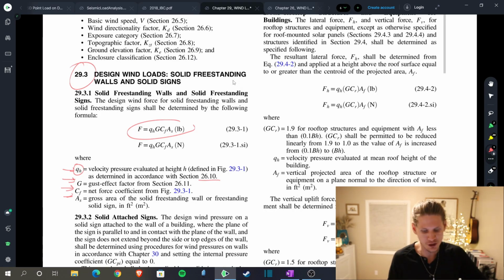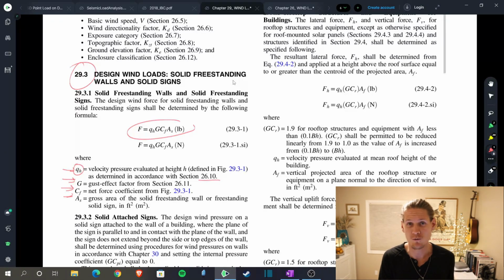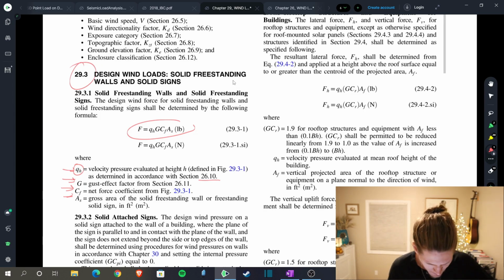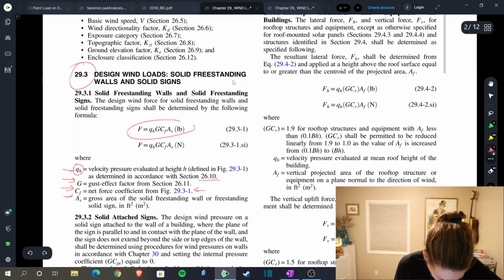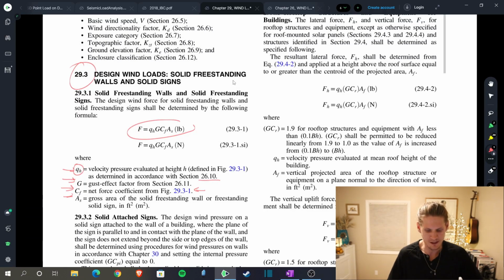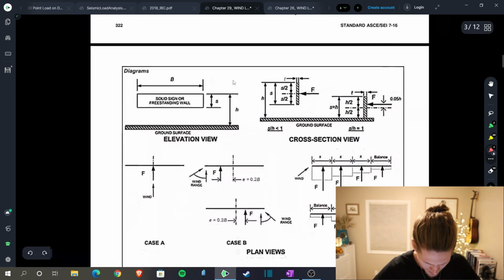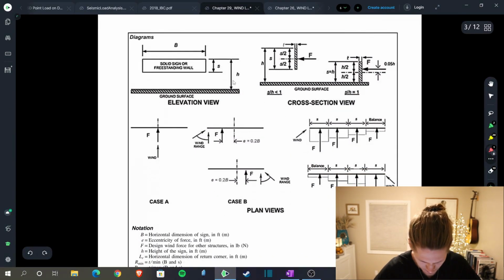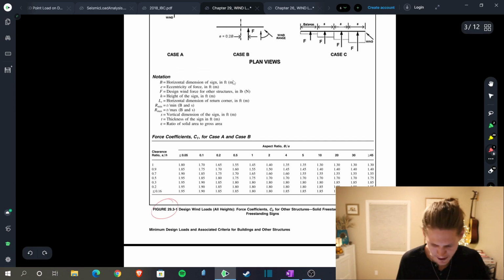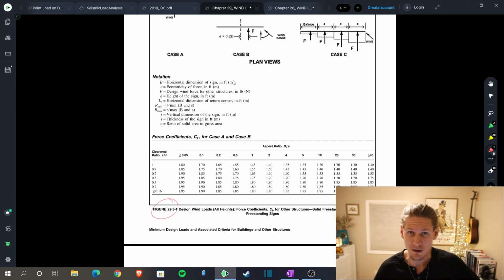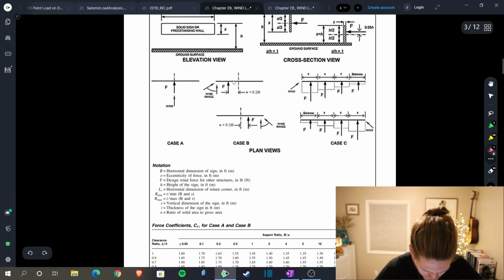Gust effect factor G, we just found that, 0.85. Again, I referenced where you can locate that in the code, but didn't go there specifically today. C sub F, your net force coefficient, we're gonna need to find that in the following figure. And then A sub S is your gross area of a solid freestanding sign, and we'll get to that in a second. We are gonna find ourselves at these diagrams. This is figure 29.3-1 that was called out above in order to find C sub F for your freestanding walls.